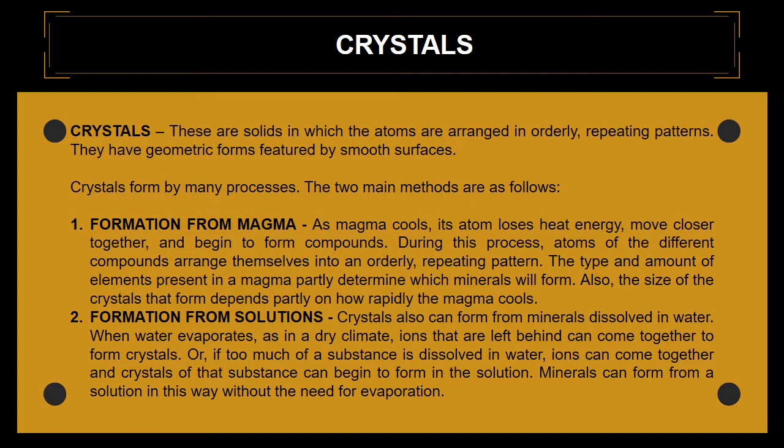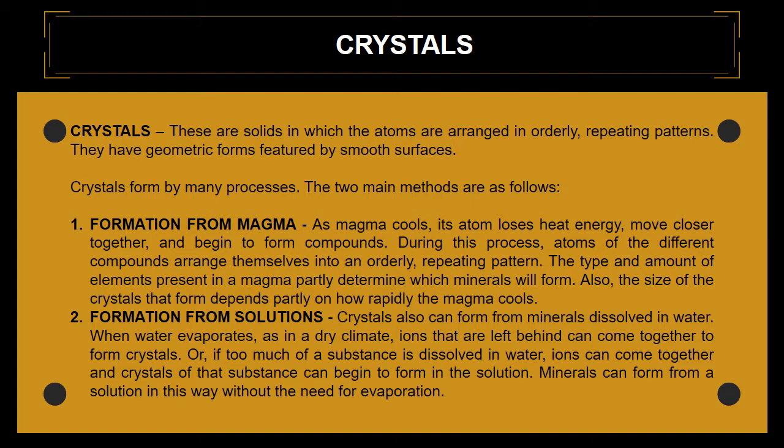During this process, atoms of the different compounds arrange themselves into an orderly repeating pattern. The type and amount of elements present in a magma partly determine which mineral will form. Also, the size of the crystals that form depends partly on how rapidly the magma cools. So, dito sa number 1, formation from magma, ibig sabihin, galing to sa mga bulkan. So, ito yung crystals na galing sa bulkan. Either nilabas ng bulkan via eruption or dahil sa pressure, dun na mismo sila nabuo sa gilid or dun sa lining ng magma.